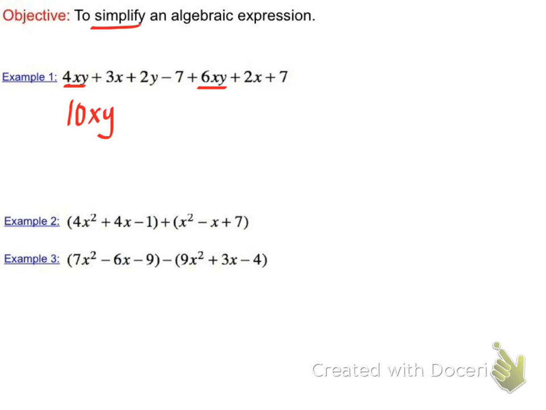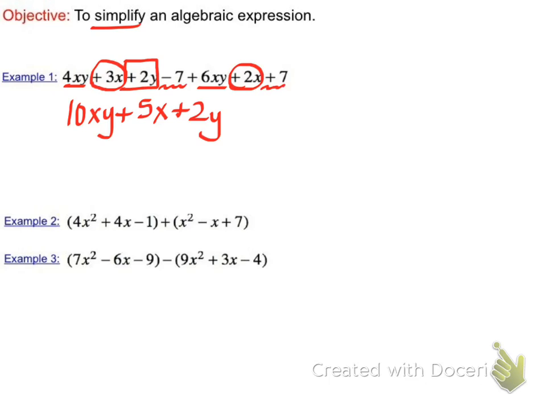So for example 1, we're going to take the 4xy's and the 6xy's, put them together to get a total of 10xy's. The x's, we're going to do the same thing. 3x's plus 2x's make 5x's. Notice with the y's, there's no other y's in the problem. So the answer there is just plus 2y.